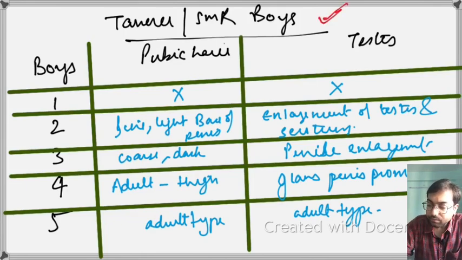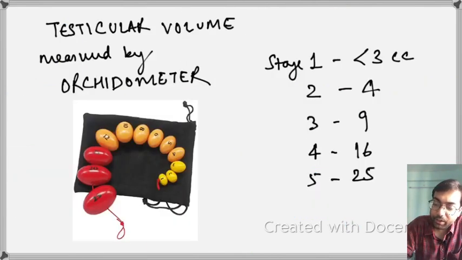And in testes, in stage 2 there will be growth of the scrotum and the testicular volume will increase, and in stage 3 the penile enlargement will occur. In stage 4 the glans penis will start enlarging, and stage 5 will be like adult. So this is the very favorite MCQ of many JIPMER examiners: what is the testicular volume?